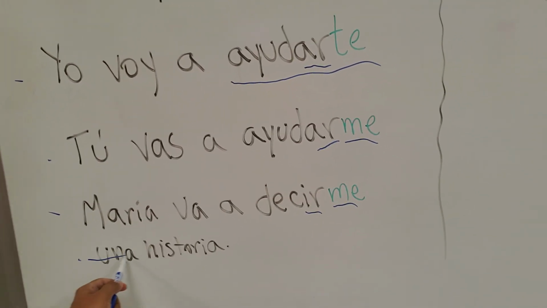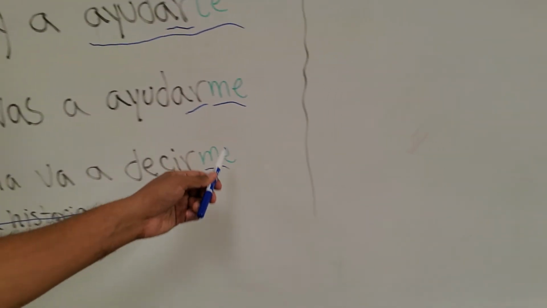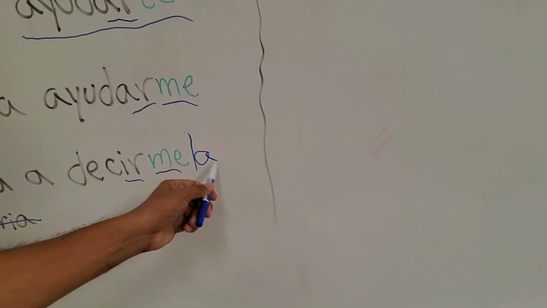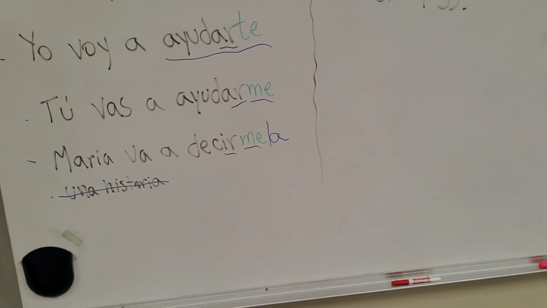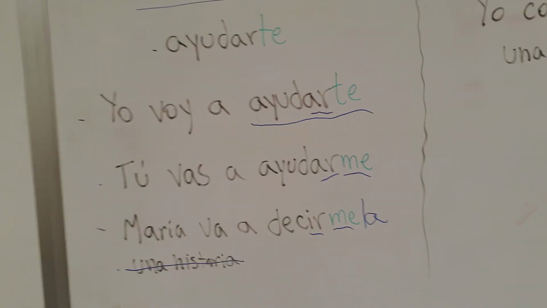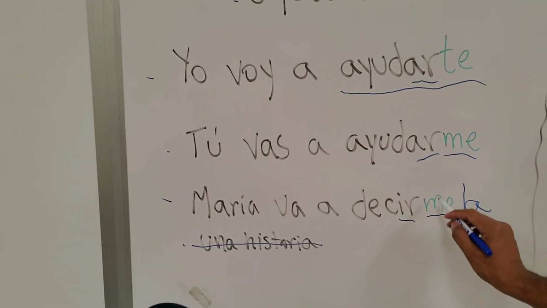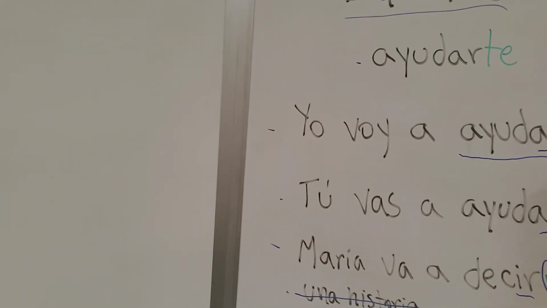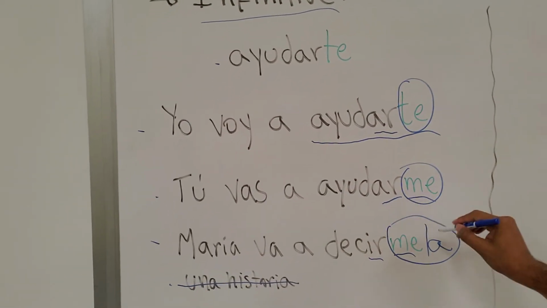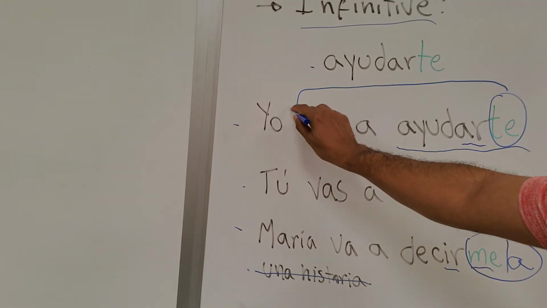We could replace this una historia with a pronoun, and I will say María va a decirme la, because la is replacing una historia. María va a decírmela. Okay? One more thing that I would like to point out here is that these pronouns here can go before the first verb as well.